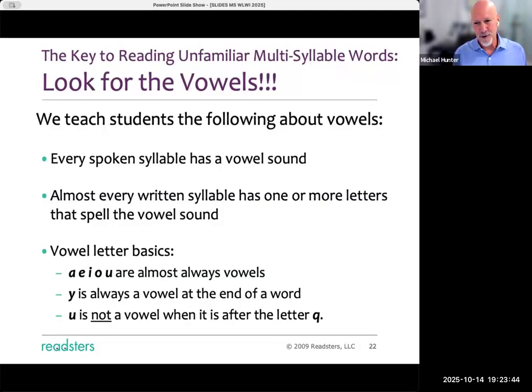And you'll need to remind some of your students of that by the time they start to get to the multisyllable, because they'll have got QU from their early phonics, but then they'll sort of forget it. So you just remind them that U after Q doesn't count as a vowel letter.